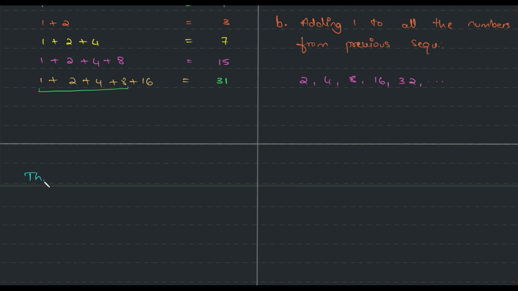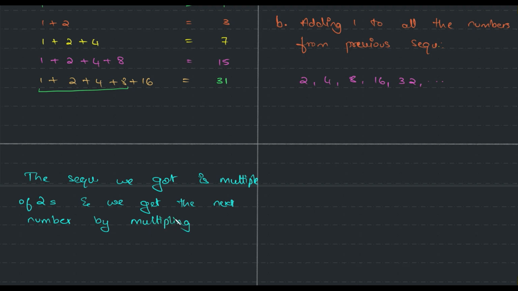So the sequence we got is multiples of 2's, and we get the next number by multiplying 2 with the previous number. Does it make sense? Okay.